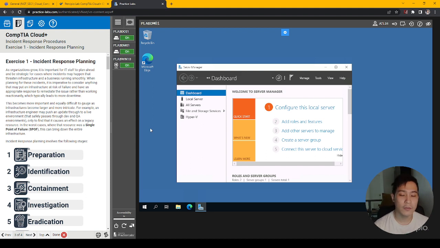Now, when planning for these incidents, it is imperative to consider anything that may put an infrastructure at risk of failure and have an appropriate response to remediate the issue rather than working reactionarily, which typically leads to more downtime. Now, this becomes more important and equally difficult to gauge as infrastructures become larger and more intricate.